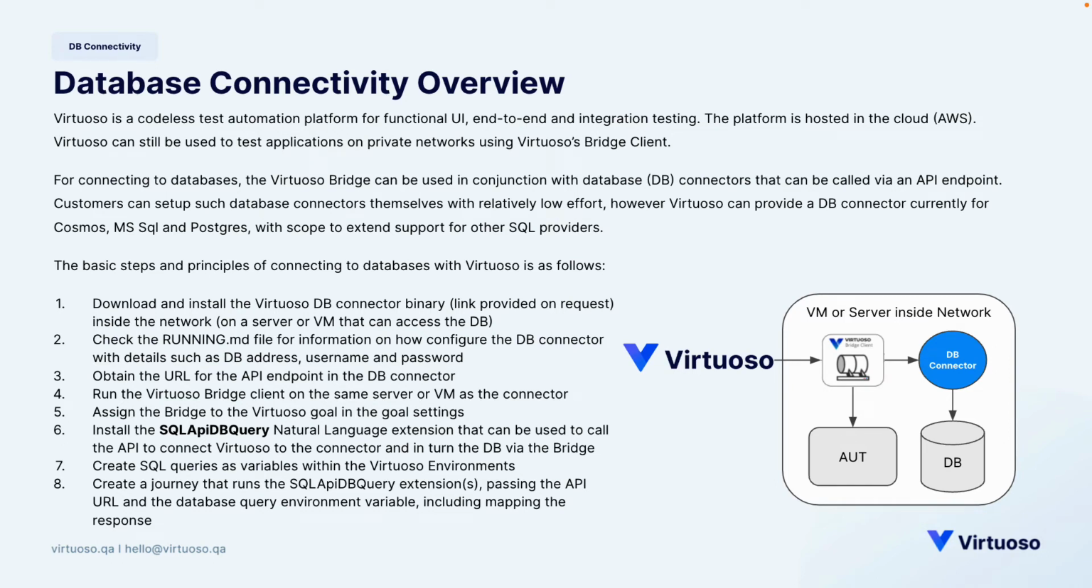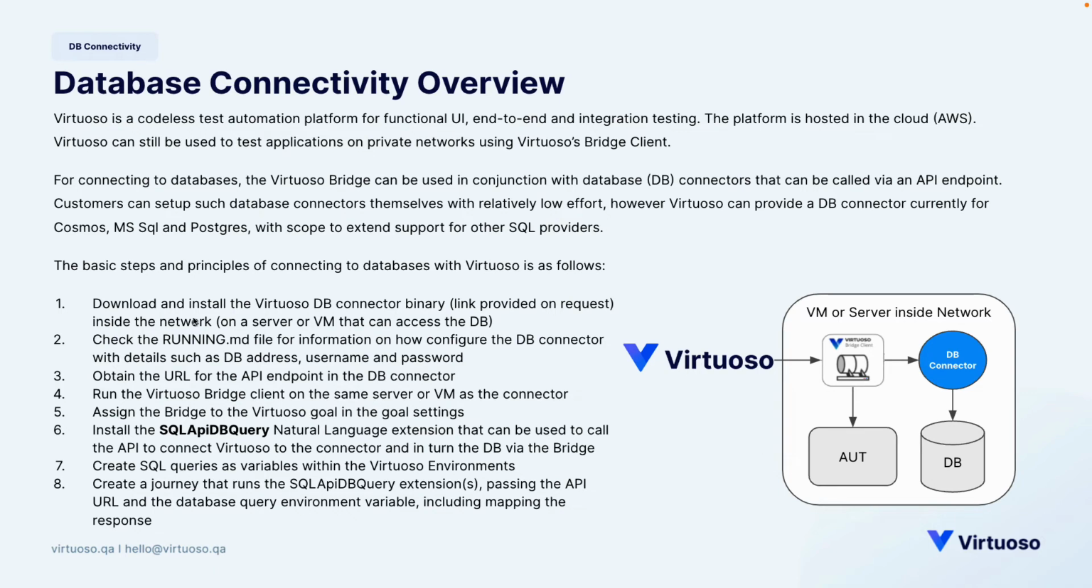You can also connect to databases. Using the Virtuoso bridge that's running inside your network on a VM or a server, you can set up a database connector that's accessible via an API endpoint. We also provide database connectors currently for Cosmos, MS SQL, and Postgres, which can be extended to other SQL providers. Now I'll show you how this actually runs, but there are of course some prerequisites.